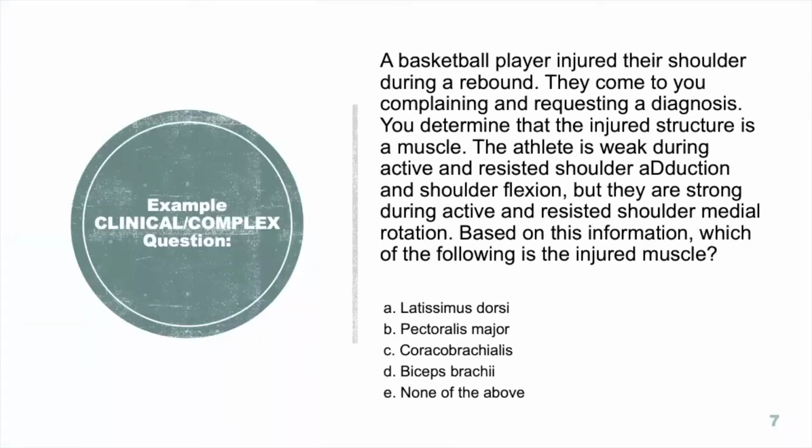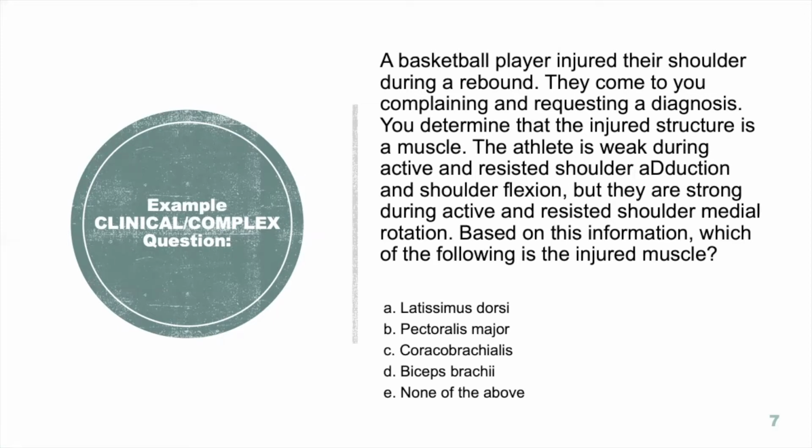And what it's going to allow us to do as we move forward in class is to analyze questions such as this in order to learn anatomy. A basketball player injured their shoulder during a rebound. They come to you complaining and requesting a diagnosis. You determine that the injured structure is a muscle. The athlete is weak during active and resisted shoulder adduction and shoulder flexion, but they are strong during active and resisted shoulder medial rotation. Based on this information, which of the following is the injured muscle?